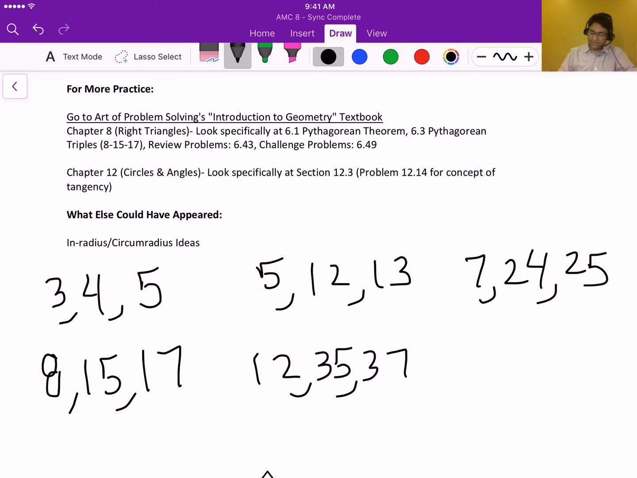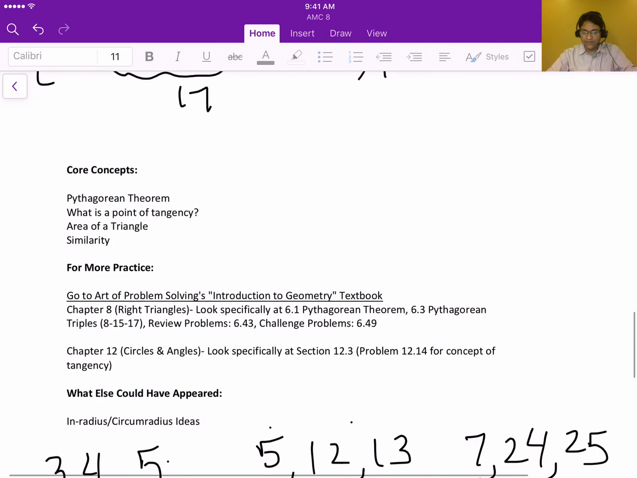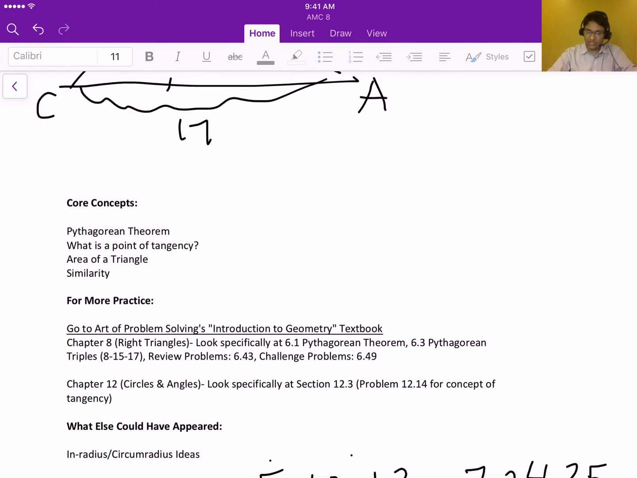I think the reason why some of these are the most important ones is because you can see some of the numbers are repeated, like 5 in two of these, so that constitutes a problem. 12 is in some of these. It's also in 3, 4, 5, because remember that the multiples of these Pythagorean triples are also Pythagorean triples in themselves, and we'll go over that in a separate Pythagorean triples video as well. But yeah, you'll need to know the Pythagorean theorem for this problem, and Pythagorean triples. These are some review problems, 6.43 and 6.49 specifically.